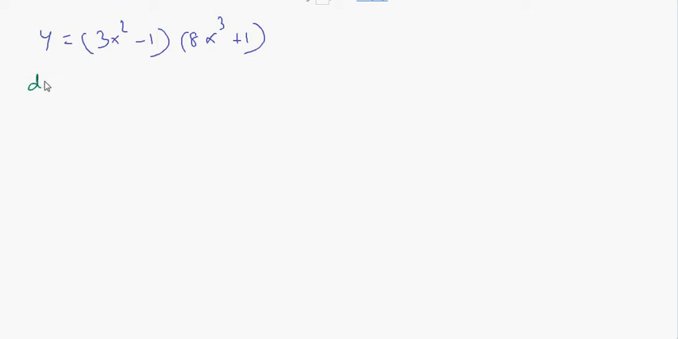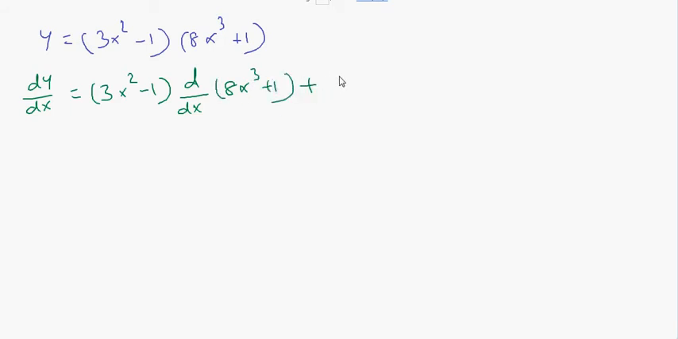The product rule says dy over dx, which is the derivative of the function y, equals the first function, 3x squared minus 1, times the derivative of the second function, which is 8x cubed plus 1, plus the second function, 8x cubed plus 1, times the derivative of the first function, which is 3x squared minus 1.